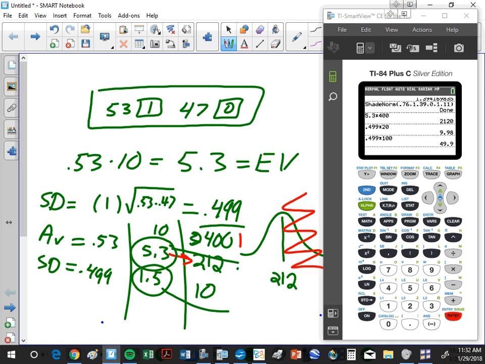So we want to know the z-score from 200 to the right.